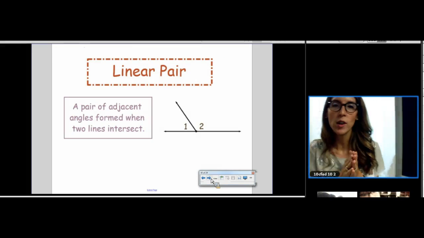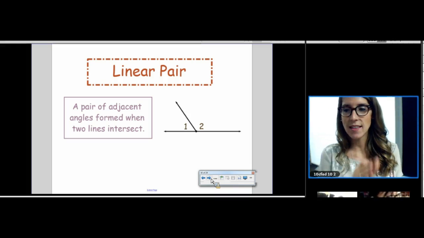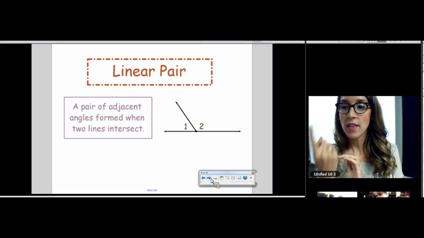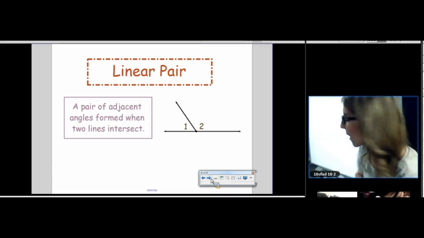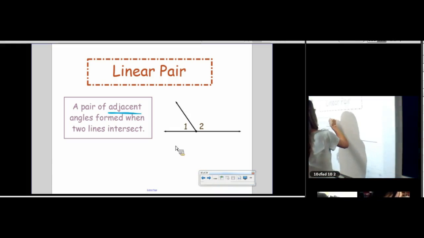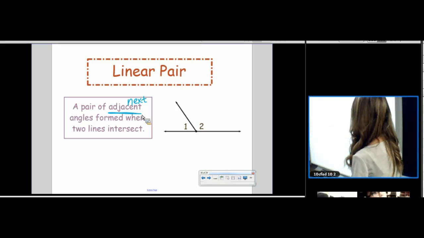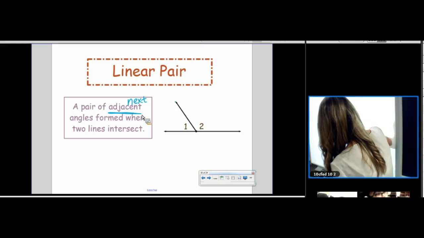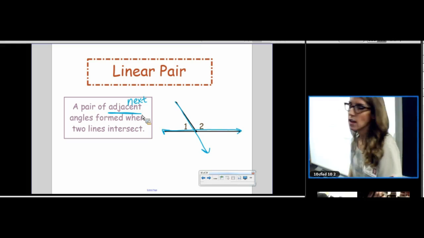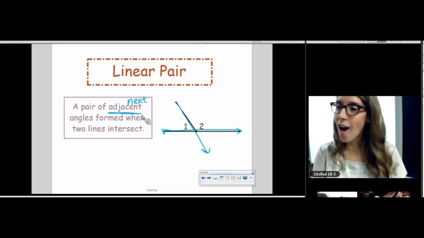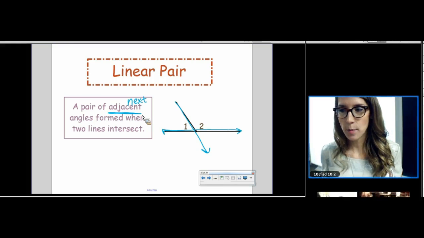Ooh, a linear pair. This is probably the most important word of the whole unit. You are going to see this word all year long. I'm going to say this phrase all year long. Now, this is already on your vocab sheet, so don't write this down. A pair of adjacent angles, so next door neighbors, formed when two lines intersect. They are the next door neighbors, not the opposite, the next ones when two lines intersect. So that's a linear pair.